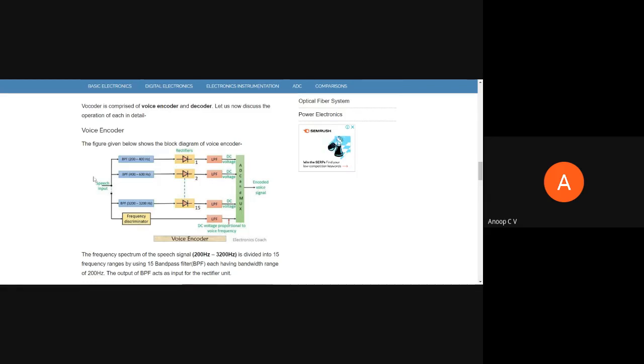Encoded voice signal. So I'll just repeat: the speech input is given to a bank of 15 filters followed by rectifiers and low pass filters, which will give you DC voltage levels corresponding to the speech content of these frequency ranges, right? Then we need to know what exactly the frequency is. For that, we are using a frequency discriminator, whose output is given to a low pass filter. So this DC output will be proportional to the frequency of speech. These amplitude and frequency informations, you encode together, and you will get the encoded voice signal, right?